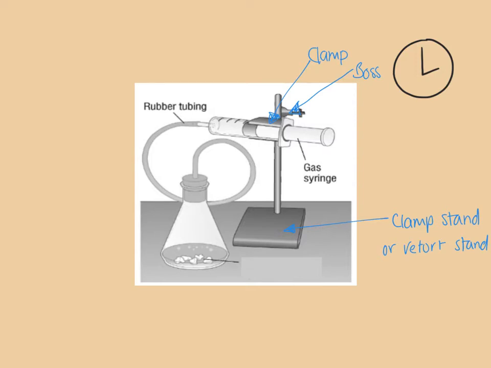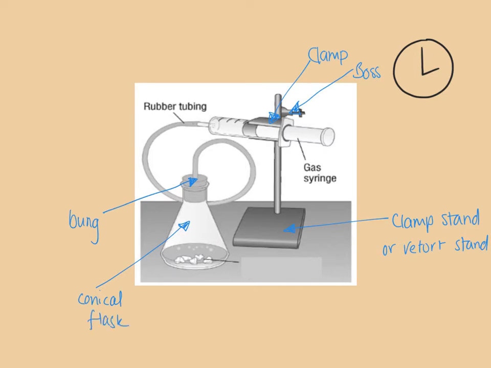So we've got the gas syringe connected to rubber tubing, and the rubber tubing goes into here, which is like a rubber stopper. This is called a bung. And the bung is there to seal this. You should know what this is called. The shape should give it away. This is a conical flask because it's cone shaped.